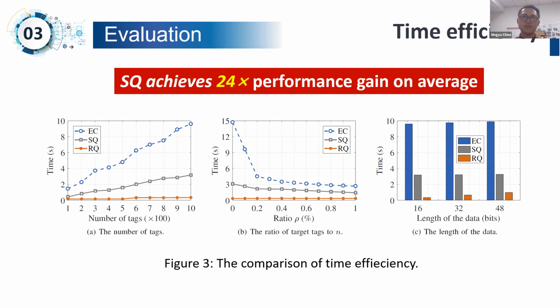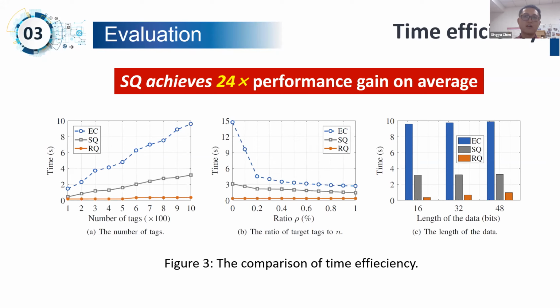In this experiment, we evaluate the time efficiency. Since there is no existing work that studies range detection, we compare the execution time of range query with exclusive collection and the selective query. Three factors are taken into account, including the number of tags, the ratio of target tags to all tags, and the length of the data. Clearly, range query is more time efficient than the other 2 methods.